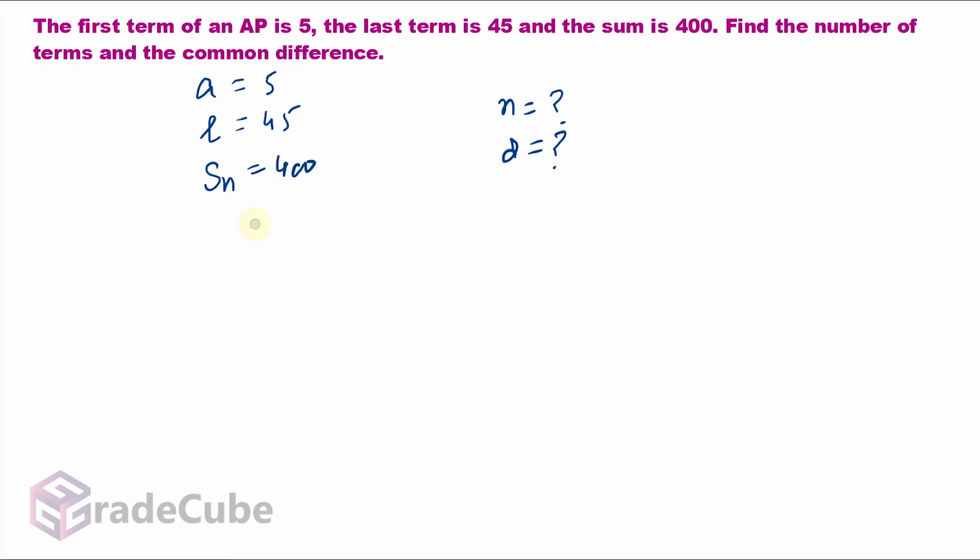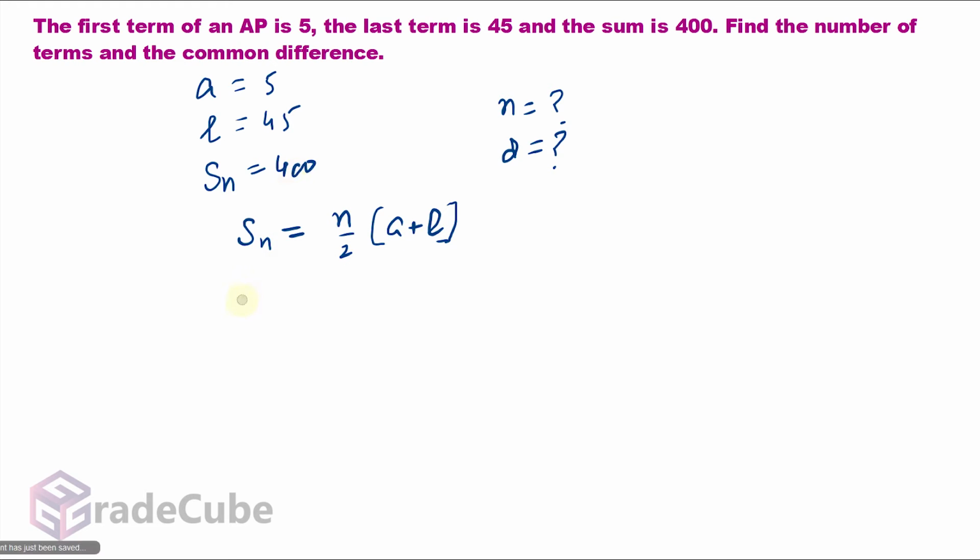Okay, first of all, we know the formula for the sum of n terms of an AP, which is Sn equal to n upon 2 into (a plus L). Again, we are using the formula with the last term. So in this formula, I know the value of Sn, a and L, so I can calculate the value of n.